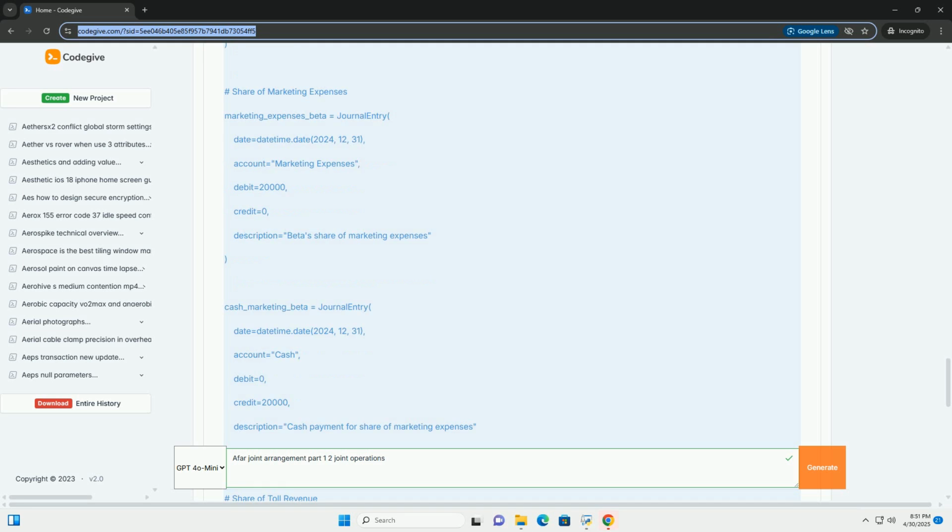Examples of joint operations. Pipeline sharing: two oil companies sharing a pipeline to transport crude oil. Each company pays for its share of the operating and maintenance costs and receives revenue based on the oil it transports. Research and development, R&D, project: several pharmaceutical companies collaborating on developing a new drug. Each company contributes resources and expertise and receives a share of the revenue generated if the drug is successful.